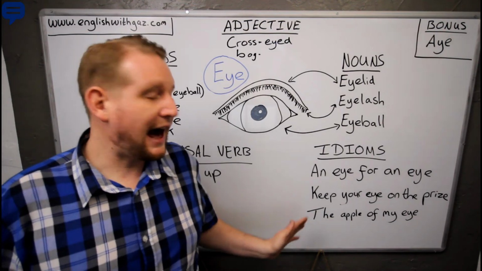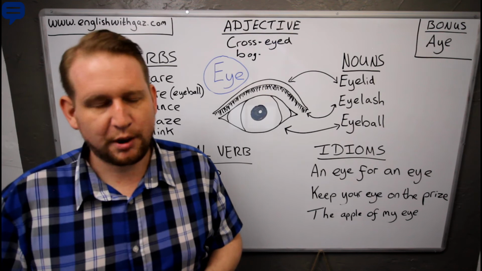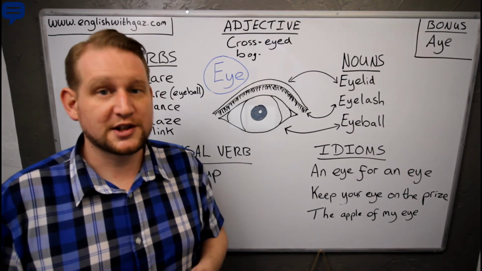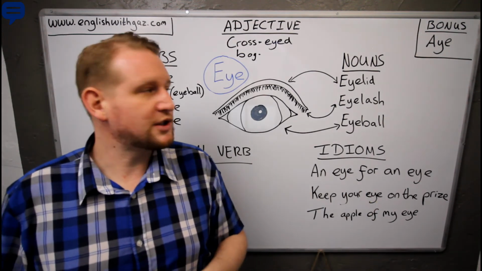We use the apple of my eye to talk about somebody who's very, very important to us. Usually children or partner, wife, husband, spouse. So my children are the apple of my eye. And that's a true story.